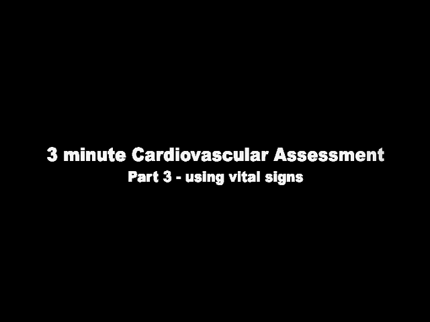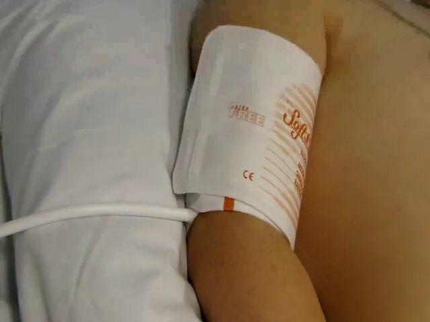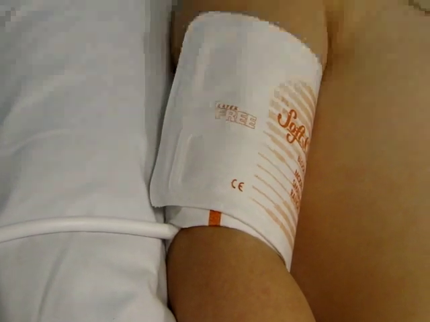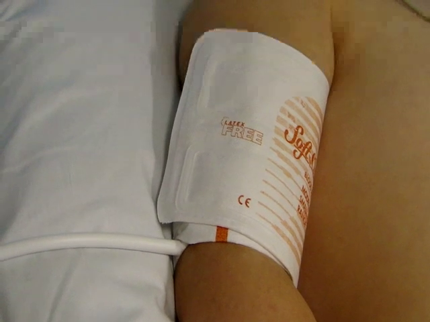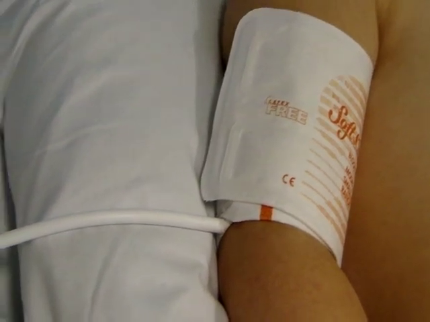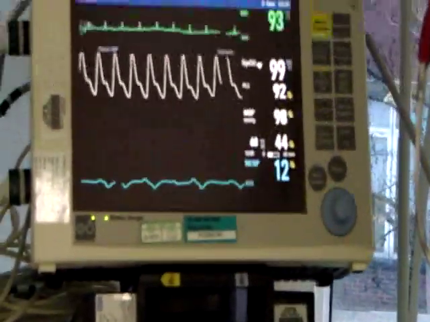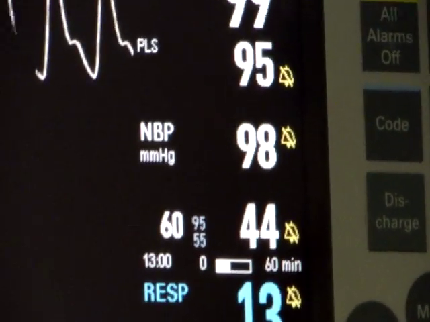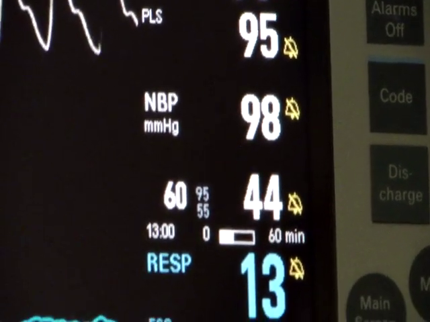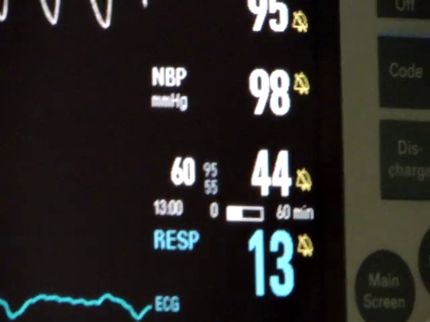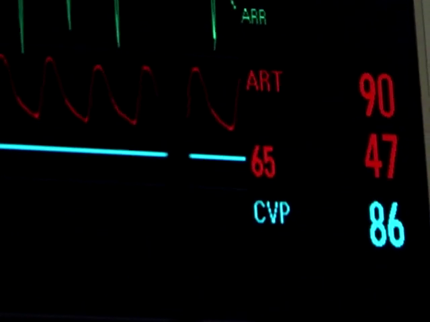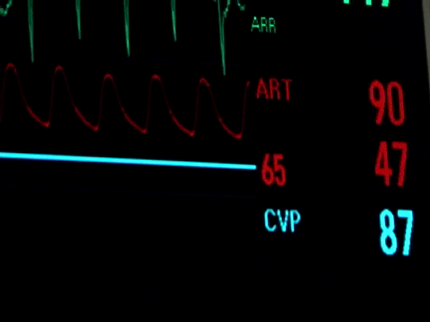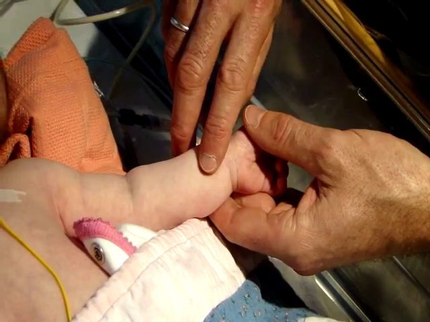Now we're on to the next part, using vital signs to give you further information about the cardiovascular system. Blood pressure can be measured non-invasively, such as in this patient, or invasively. Having the right size cuff is essential. Doctors are obsessed about the blood pressure, and rightly so, because it's the blood pressure that drives blood to the organs. Maintenance of a good mean blood pressure is essential, but the diastolic can also give you useful information. If abnormally low, it implies the patient is vasodilated.